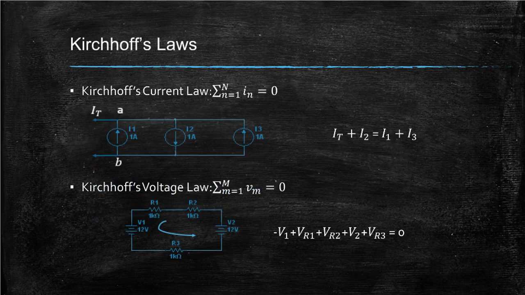Kirchhoff's laws help in circuit analysis. There are 2 of them, Kirchhoff's current law and voltage law. Kirchhoff's current law states that the sum of current entering a node is 0. In the equation, N equals the number of branches and In equals the current entering or leaving the node due to that particular branch. Current entering a node equals current leaving a node.